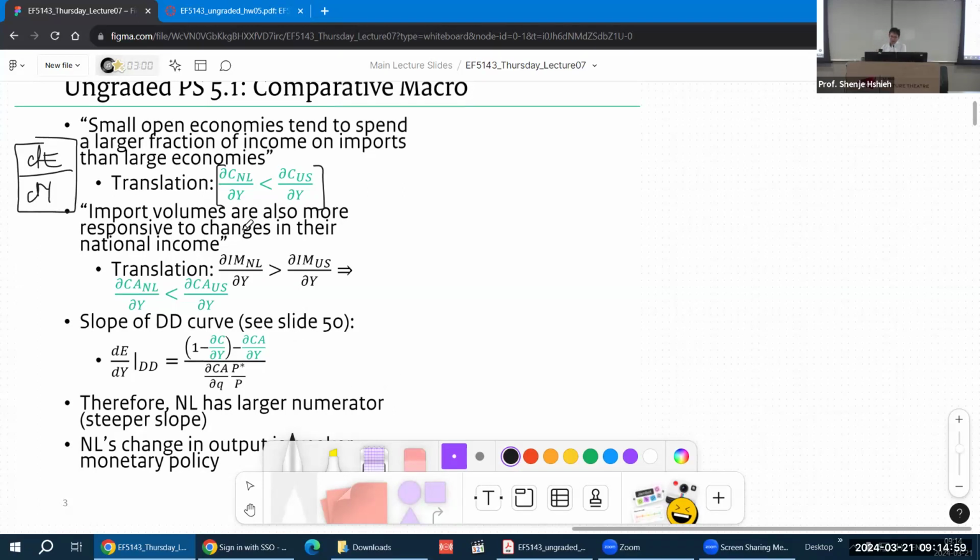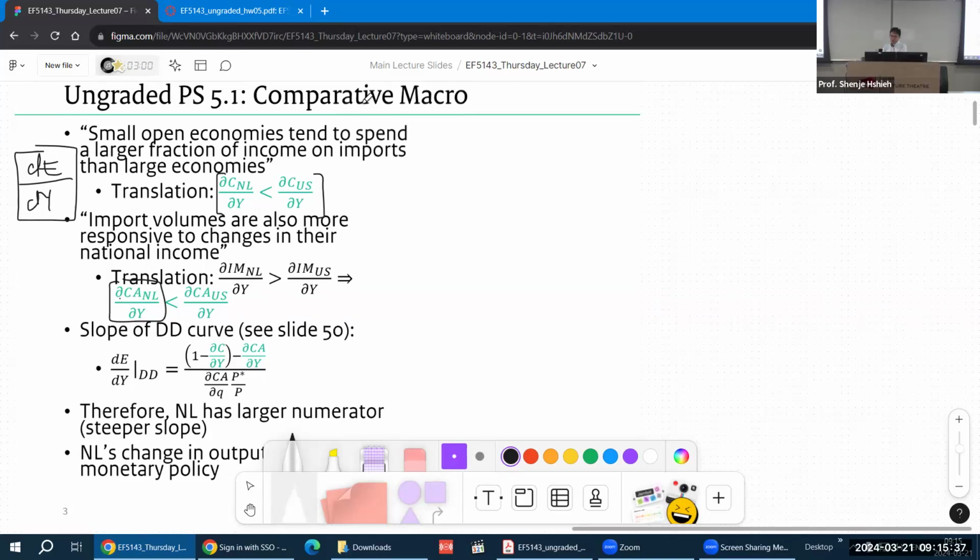All right, second sentence: import volumes are also more responsive to changes in their national income. So writing that down literally, that means that the propensity to import, or the sensitivity of imports, for the Netherlands is larger when there's a single unit change in national income, right? So compared to the US, the Netherlands are more likely to import goods and services from abroad. If you want to translate that to the current account, we can. It just means that their current account becomes more negative, right? Their current account becomes more negative when there's a unit increase in income, all else equal, compared to the United States.